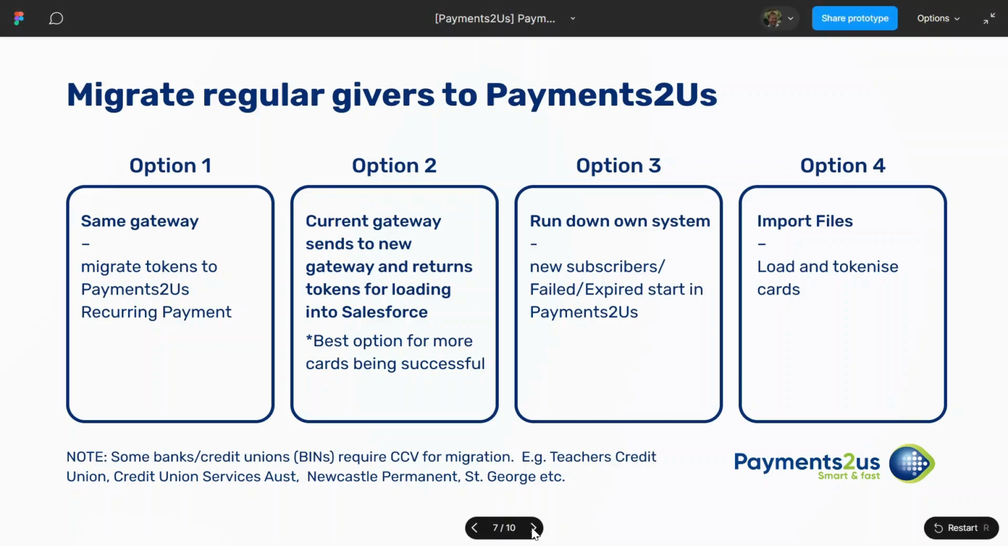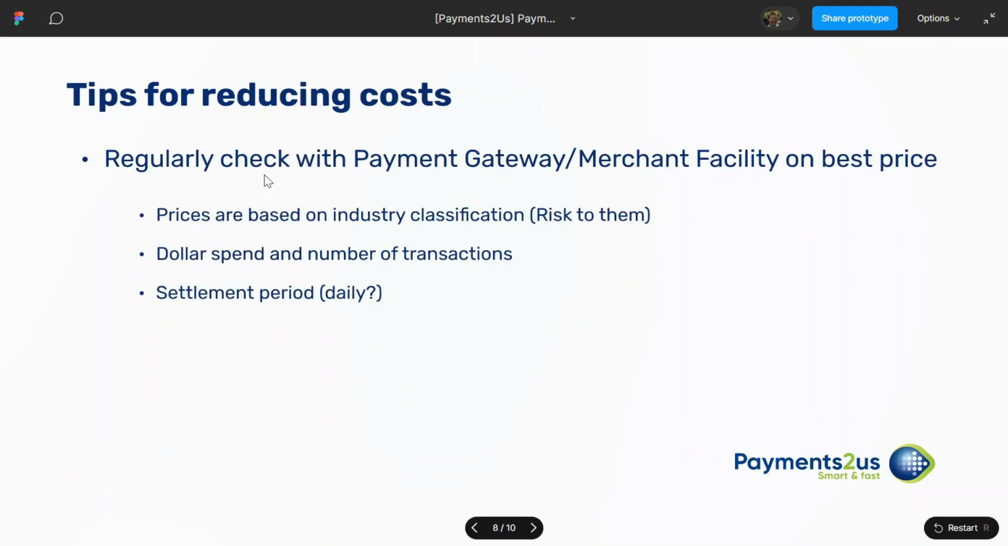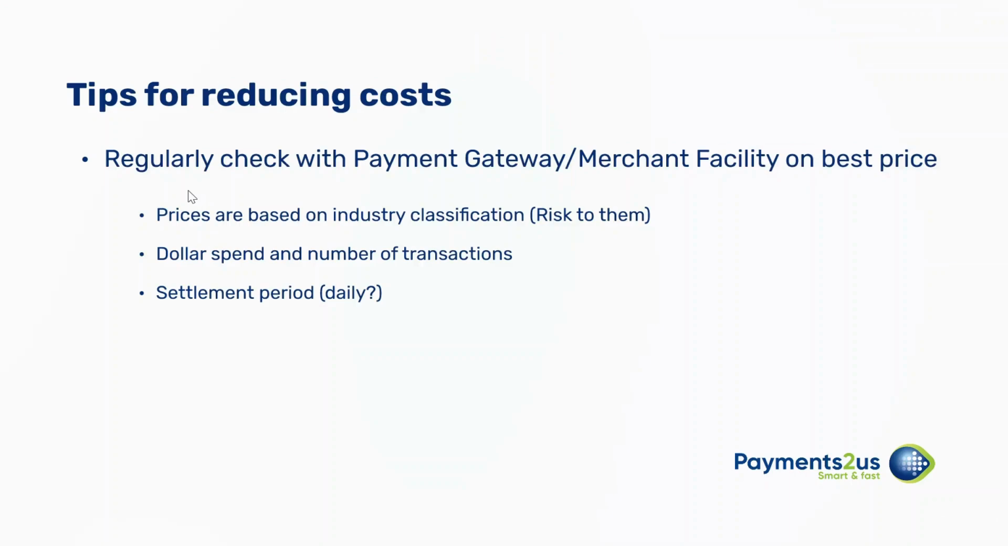Cool, I'm conscious of the time, so let's go through this. Some tips for reducing costs. One is to shop around. If your volumes and dollar values have increased, then go back to your merchant facility. That's probably the one that's going to have the most impact. Say, hey, look, we're now doing this, how about giving us a better rate? I'd suggest doing that once every year, and you'd be surprised. Most of them will do that.